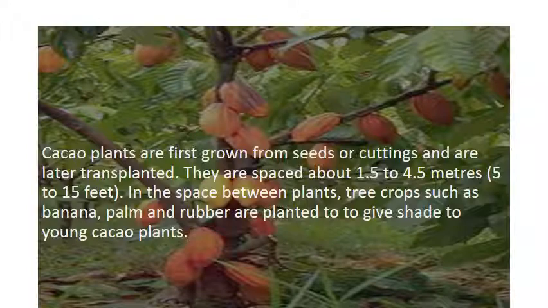Cacao plants are first grown from seeds or cuttings and are later transplanted. They are spaced about 1.5 to 4.5 meters, which means 5 to 15 feet apart. In the spaces between the plants, tree crops such as banana, palm, and rubber are planted to give shade to the young cacao plants.